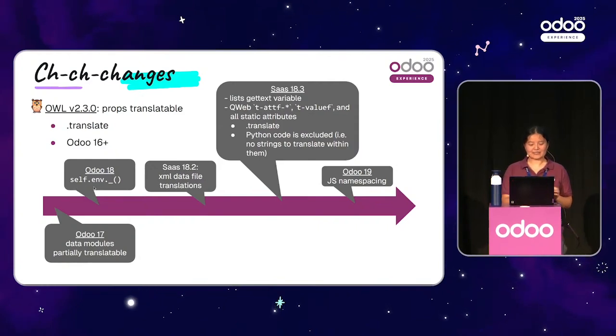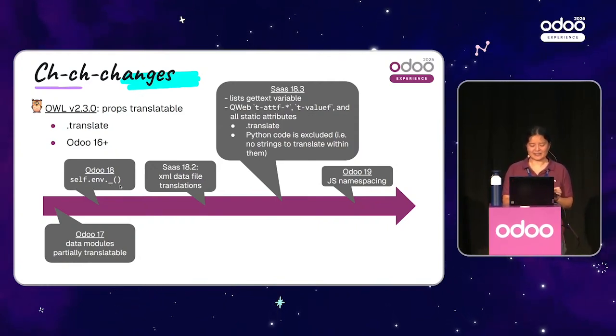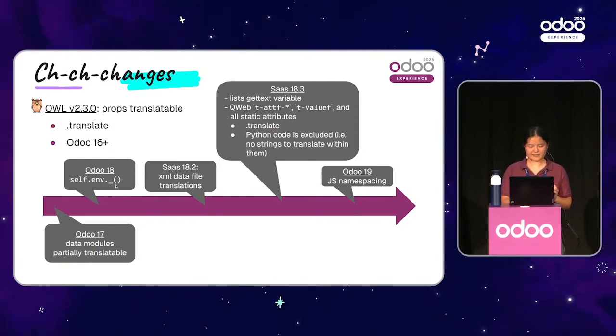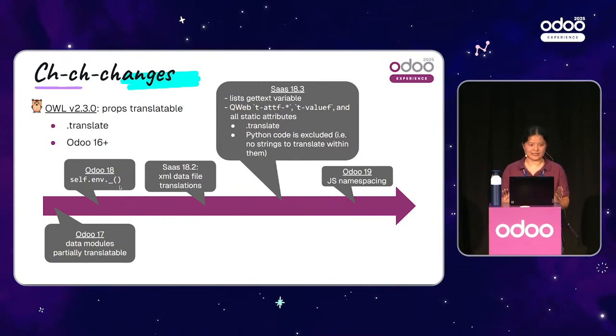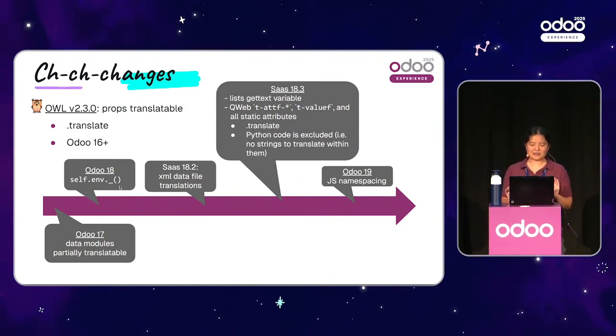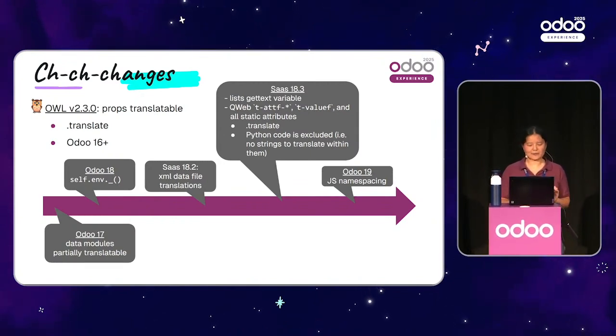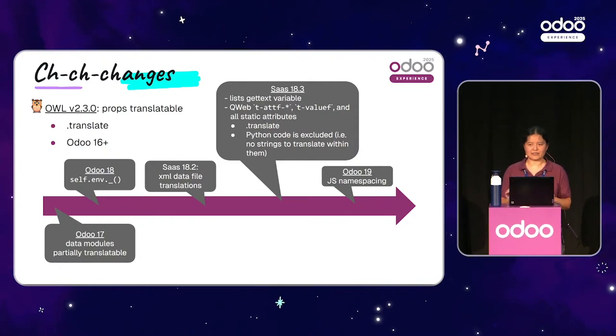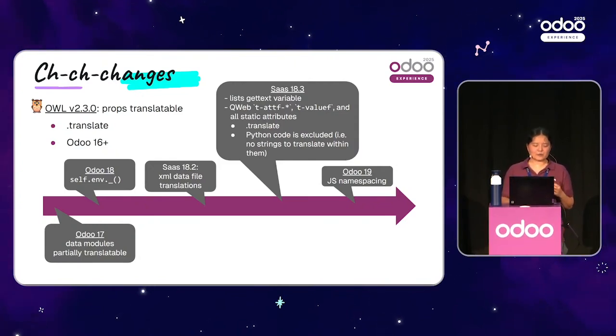I also wanted to emphasize again the self.env._ gettext that I mentioned earlier. That's only 18 plus. And that one is extremely useful because what happens with that is it helps keep the language context. So there's a few edge cases that I'm going to mention later on where that solves that problem.